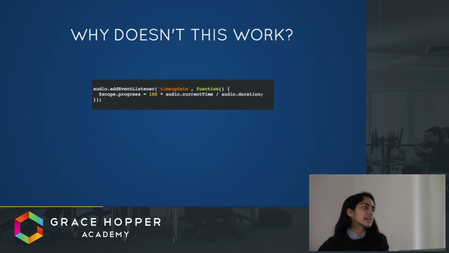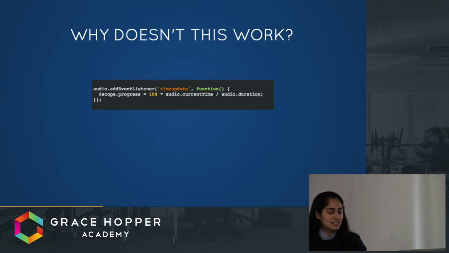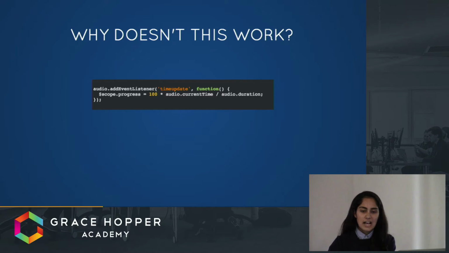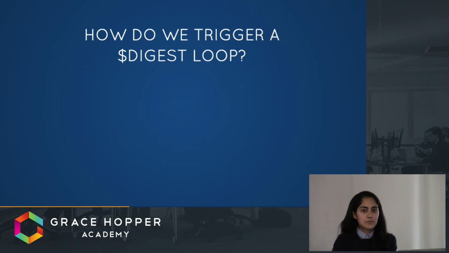Okay, so this was taken straight from Juke a long time ago. So now, knowing everything we know about Angular and the digest loop, why doesn't this work? The problem is that the add event listener on the audio element is triggering a change to scope.progress, but we're not actually triggering a digest loop. So Angular doesn't know that these changes are happening. So great, now we know we need to trigger a digest loop. How do we do that?